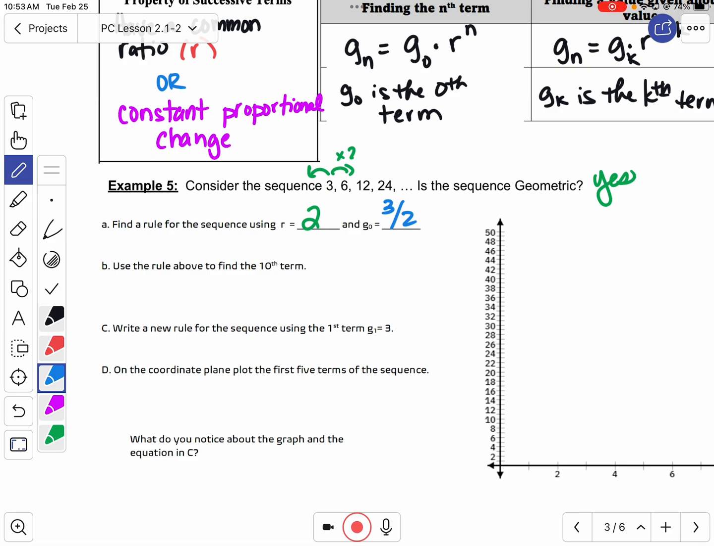So now let's write a rule. We know the 0th term. We know the r. So 3 over 2 times 2 to the n. It's that simple. If you know the 0th term, it's your initial value times your rate. All right. What will we do to get the 10th term?